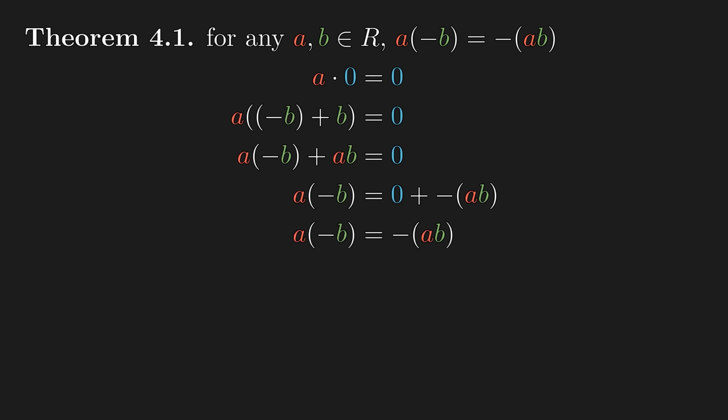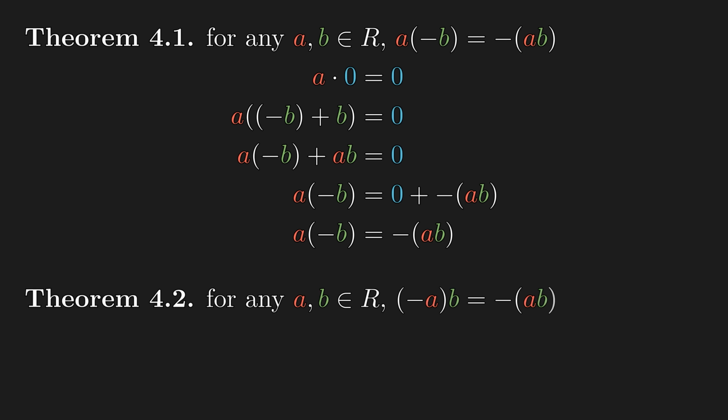And there is a slight variant of this theorem, which allows us to pull the negative sign out of the first multiplicand. And the proof is essentially the same. And this theorem formally justifies being able to pull negative signs out of products to the front.